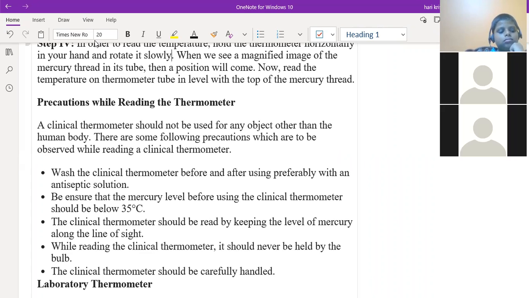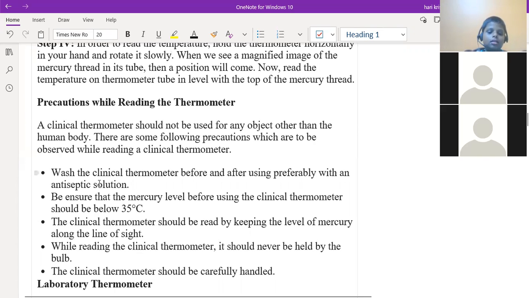So any doubts in these precautions? Again, the same things, right? Yes, sir, no doubt. You have to clean it properly. You have to ensure that it is below 35 degrees Celsius, that's right. Yes. And the line of sight should be proper. While reading the clinical thermometer, it should never be held by the bulb. It's very, very important, correct?